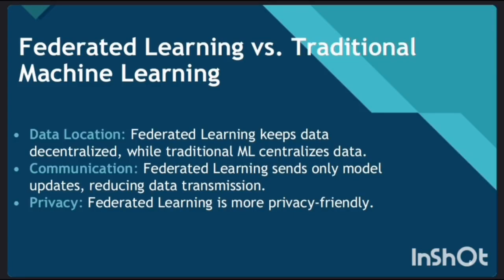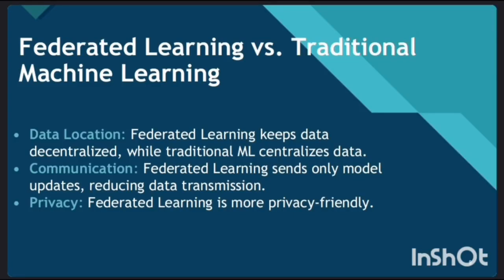Federated learning vs traditional machine learning. When comparing federated learning with traditional machine learning, one of the biggest differences lies in data location. In traditional machine learning, data from multiple sources is gathered into a central server where the model is trained on all the data combined. This centralization, however, can pose privacy risks as sensitive data from users is stored in one place. Federated learning takes a different approach by keeping data decentralized.